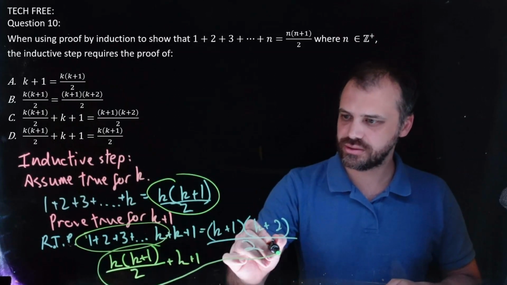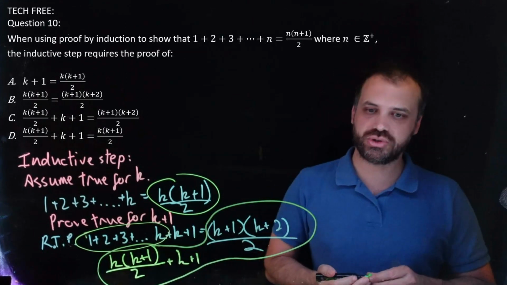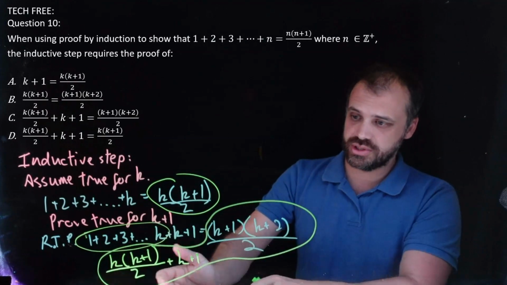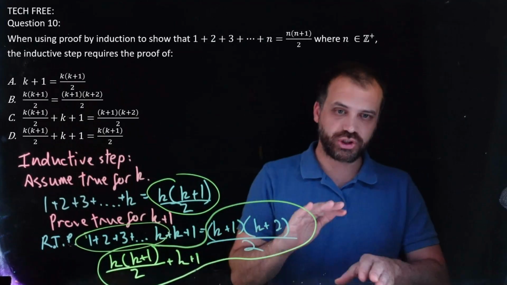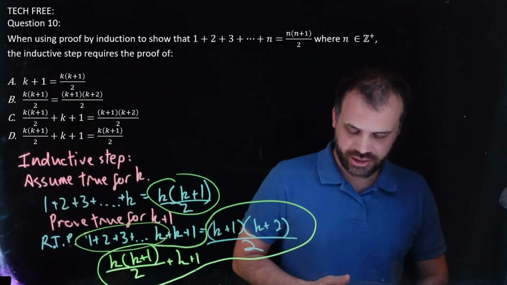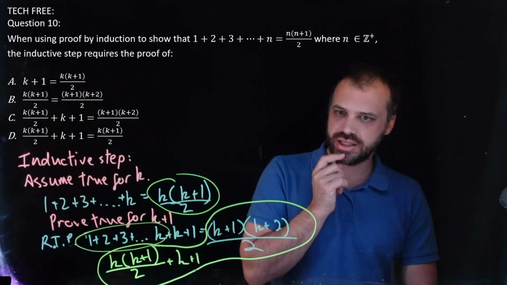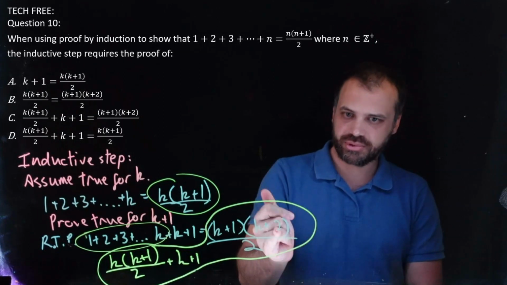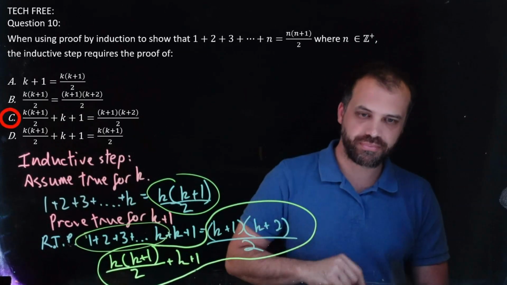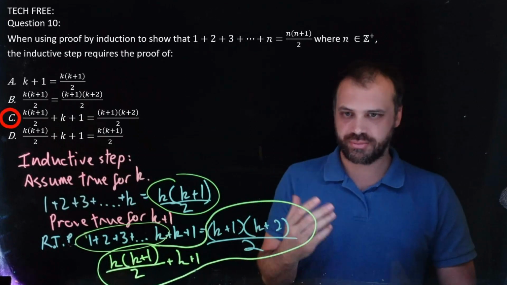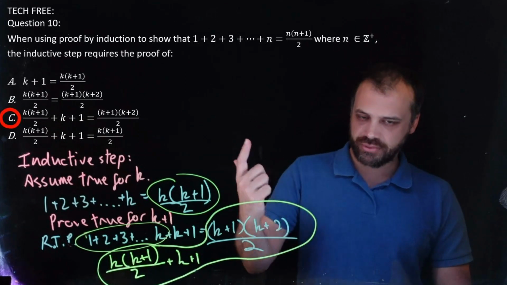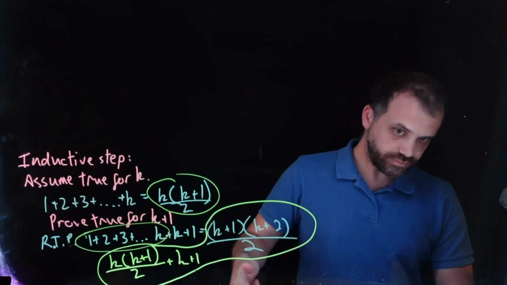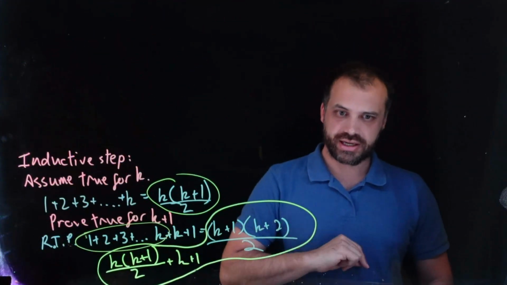This is what we actually have to prove in the inductive step. Left-hand side equals this, right-hand side equals this, and then we show that they're equal to each other. So is that option in here? k(k+1)/2 plus k plus 1. Yep, C. There's our answer, proof by induction, bam. That was question 10 of our multiple choice, so we can move on to our short response. Not before we celebrate. Okay, next question.